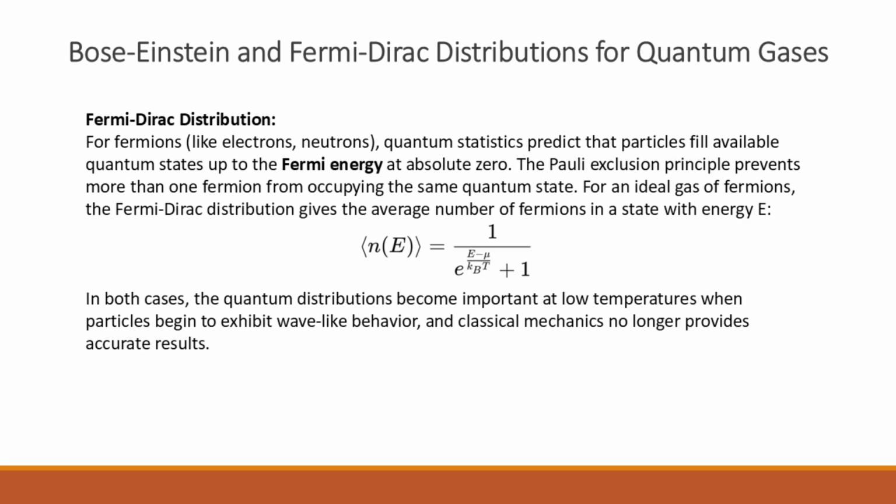Fermi-Dirac distribution applies to fermions like electrons and neutrons. At absolute zero, fermions fill available quantum states up to the Fermi energy due to the Pauli exclusion principle, which prevents more than one fermion from occupying the same state. The Fermi-Dirac distribution formula predicts the average number of fermions in a state with a specific energy, considering the effects of temperature and chemical potential. This distribution becomes significant at low temperatures when classical mechanics no longer adequately describes particle behavior.